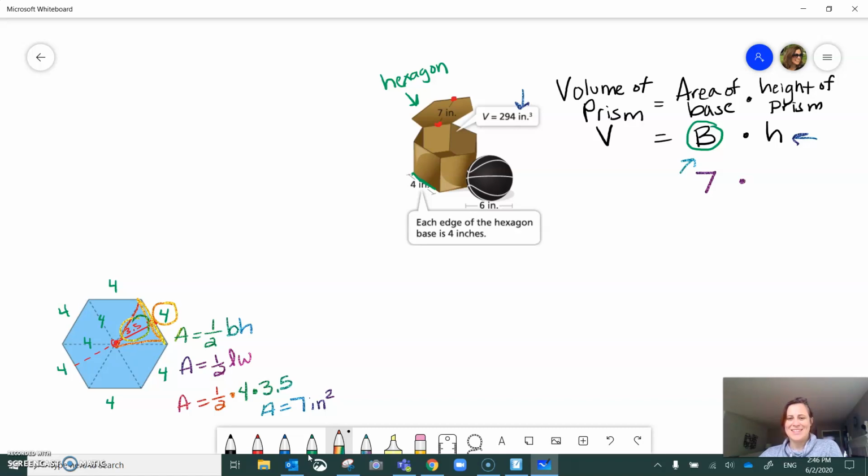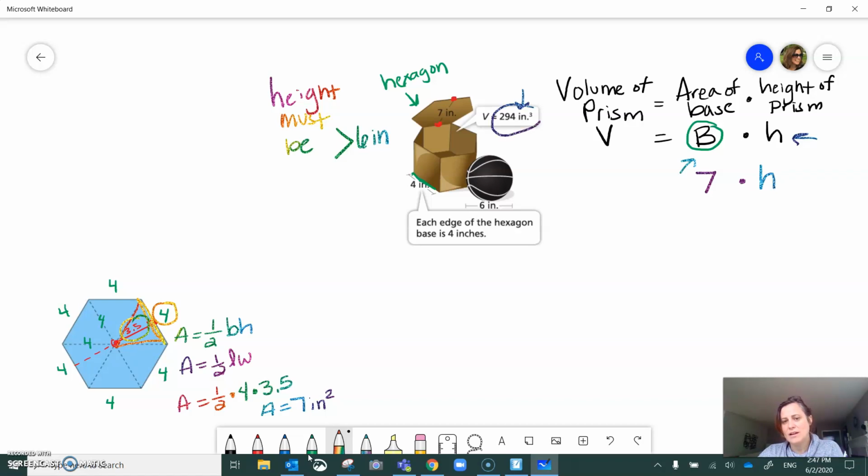And you know what? They don't tell us, do they? I'm not sure that they do. I know that the ball itself is 6, so let's write this down. Height must be greater than 6 inches. Otherwise, the ball's not going to fit. So we're not really sure what the height is, but we do know what the volume is.